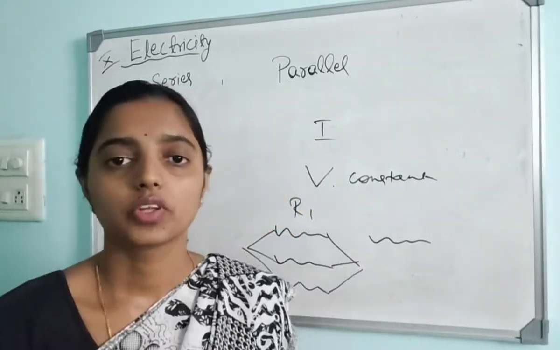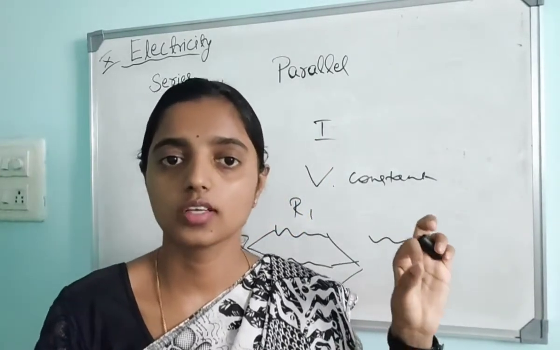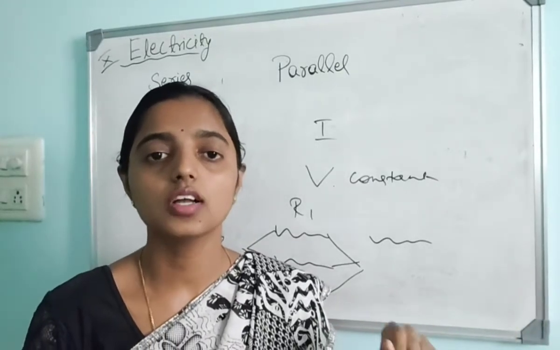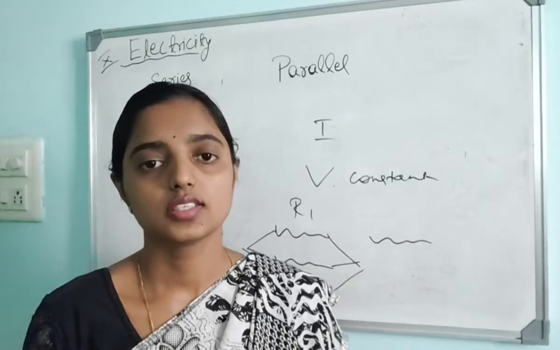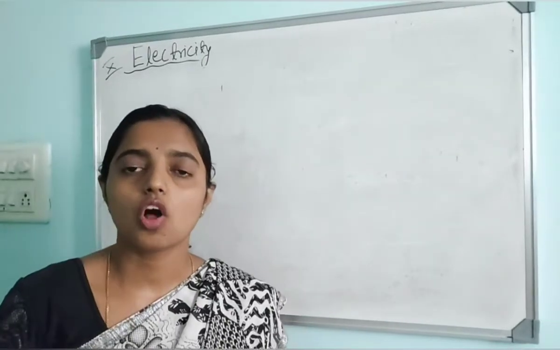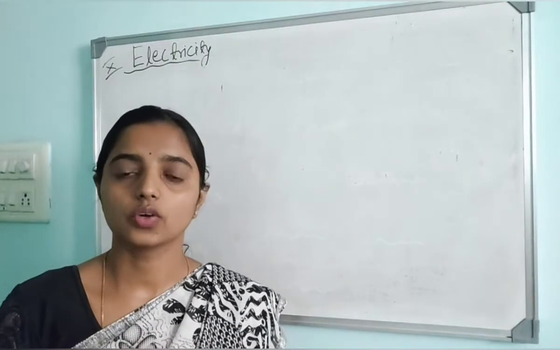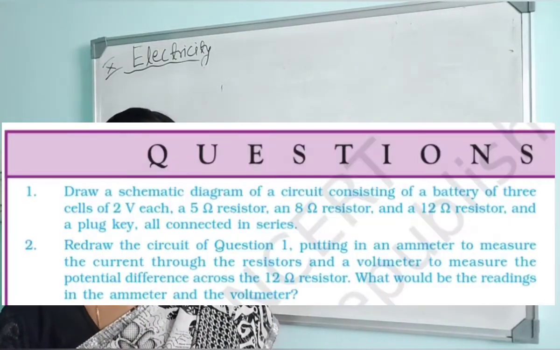So as I told, we completed resistor combinations, that is series and parallel. Now we will solve some of the problems which are there in the textbook. First we will solve the in-text questions given on page 107. Okay, so here we have two questions. Look at this question.